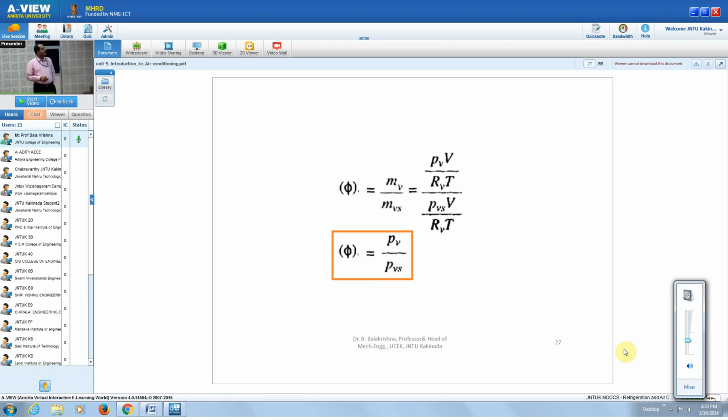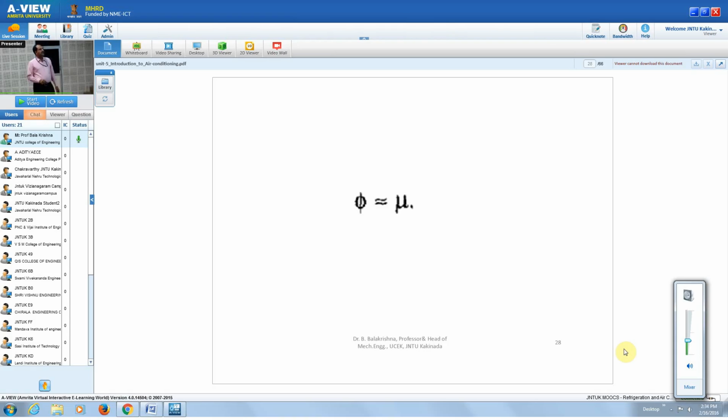Next, this is the way to derive this equation. This phi is equal to mv by mvs, where m is as we already know earlier, and finally the relative humidity is PV by PVS, where PV is the partial pressure of water vapor and PVS is the partial pressure of the saturated vapor. Therefore, finally, this phi, the relative humidity, is equal to the degree of saturation.